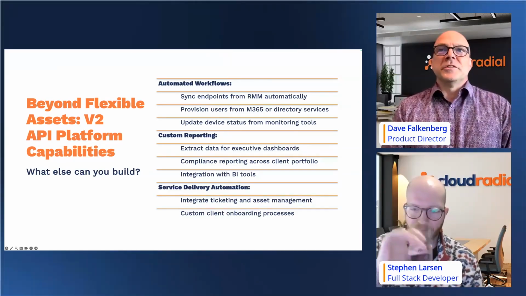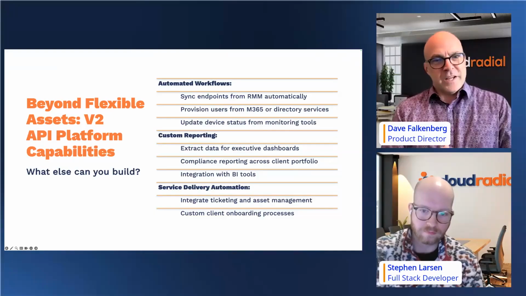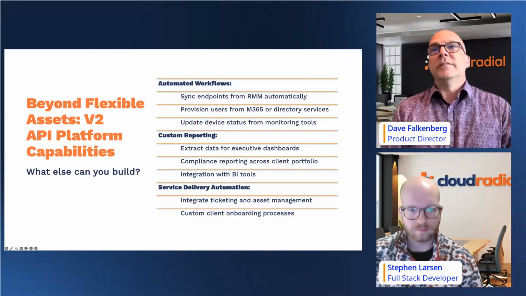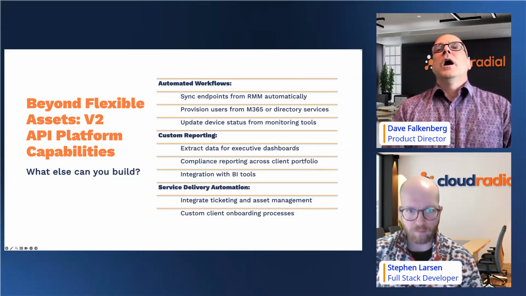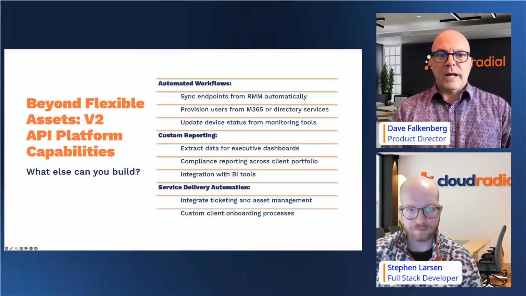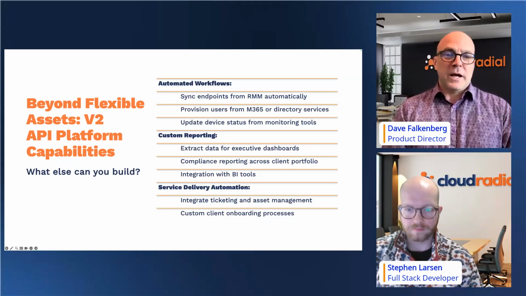You can provision users from Microsoft 365, which you can do today, but you can also augment it. You can also bring it in from other sources now. So if you've got other lists of users, other records of users, you can bring that stuff in as flexible assets or into the core system. You can update device statuses from different monitoring tools. If there's something that the agent's not reporting or using something different, you can build that in, bring it in yourself. You can pull everything back out.